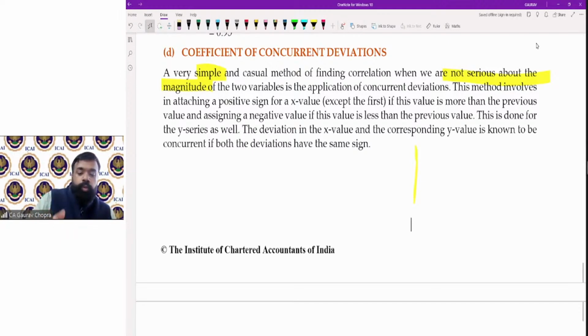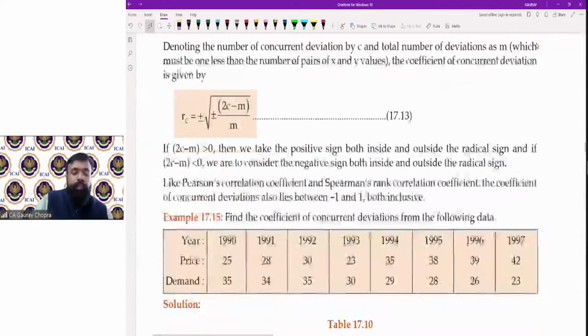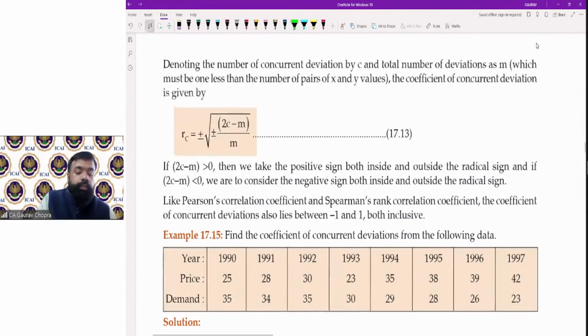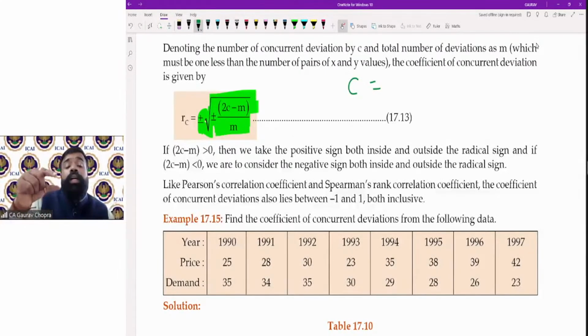So let's see. Now the formula is also very simple. Rc, R is for correlation, C is for concurrent method, plus minus root of plus minus (2C minus M) upon M. In this, C का मतलब क्या है? C का मतलब है number of concurrent deviations. M का मतलब है total number of deviations.